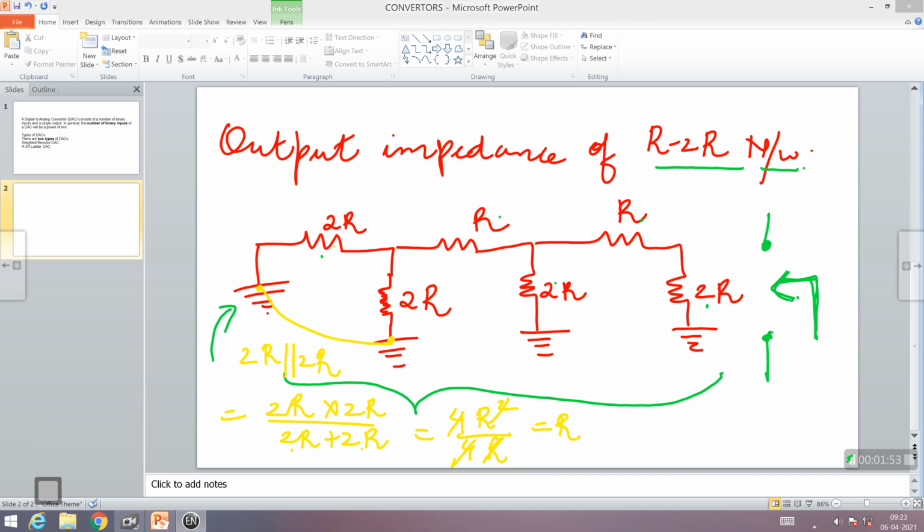So what is happening is, when I start finding my equivalent resistance from this end, I know that these two are in parallel because this point is common and this is ground and this is ground, this is also common, so both these are parallel. So when I find the parallel equivalent, I find that the value comes out to be R. So what I will do is, this entire network which is there, I will replace it by a single resistor R.